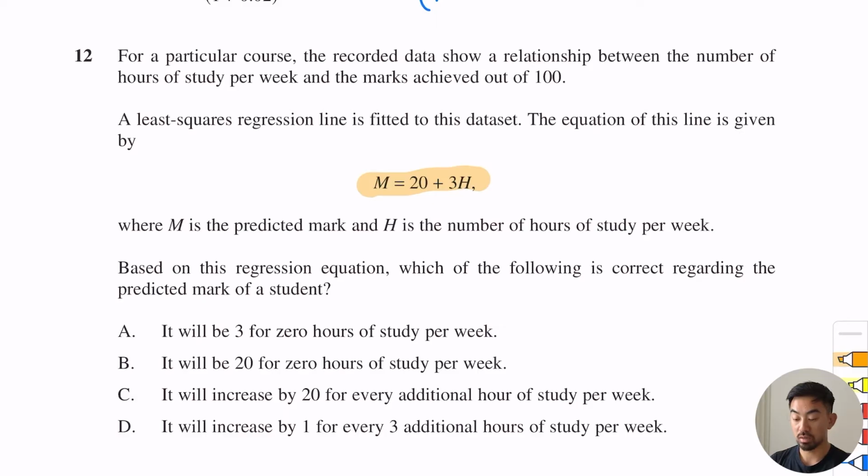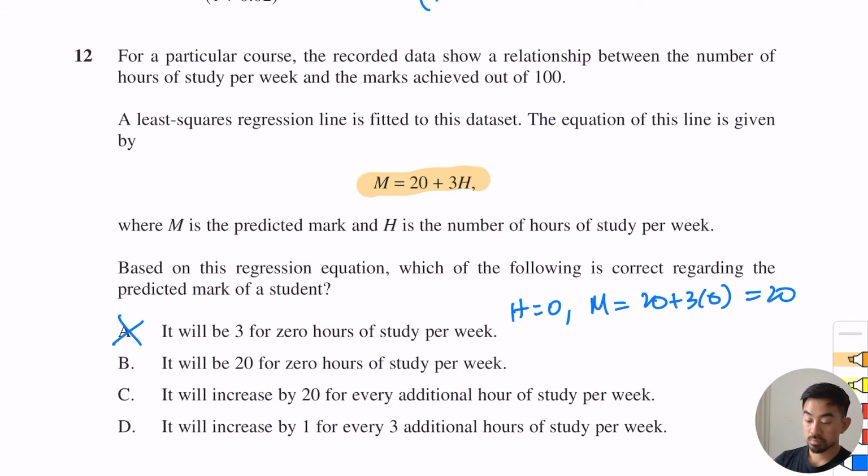It will be 3 for 0 hours of study per week. So they're saying the mark will be 3 for no study. Well, let's test this out. No study is H equals 0 for 0 hours. Putting in the formula, I'll have M is equal to 20 plus 3 times 0. So that's going to be equal to 20. So if you study for 0 hours, you're still getting a 20. So this has to be incorrect. Question B, you'll get 20 marks for 0 hours worth of study. Well, it looks like we just worked that out here. So that has to be correct, 12B. Which is lucky, so we don't have to work out C and D.